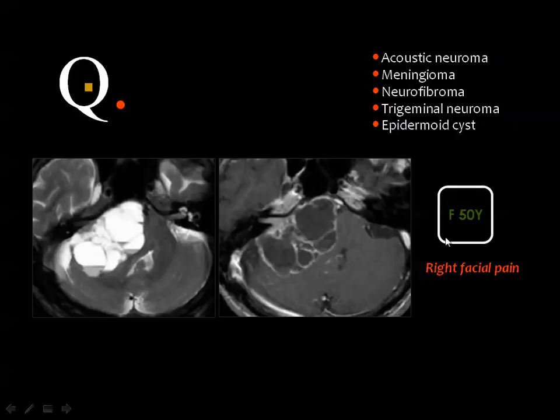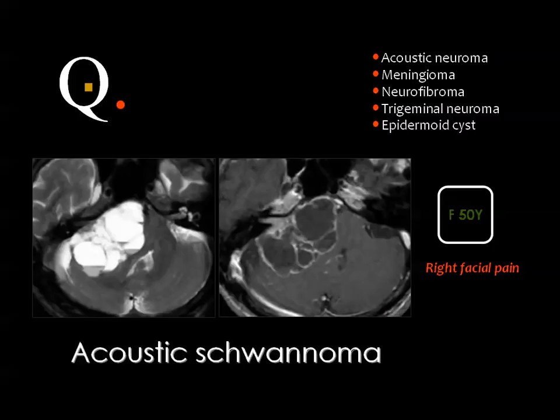After injection of contrast material, there is enhancement of the wall of the lesion as well as the internal septations and the component of the lesion extending inside the internal auditory canal. Diagnostic of... okay, and this is acoustic schwannoma. Schwannoma has a tendency for cystic changes. And epidermoid cysts do not enhance and do not extend inside the internal auditory canal.